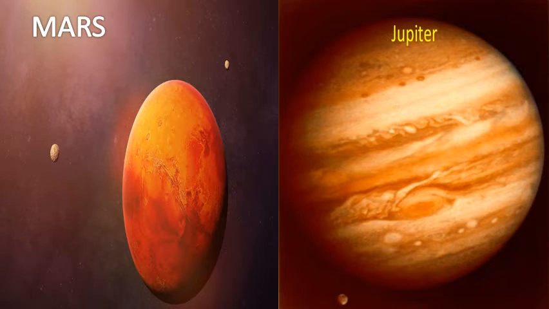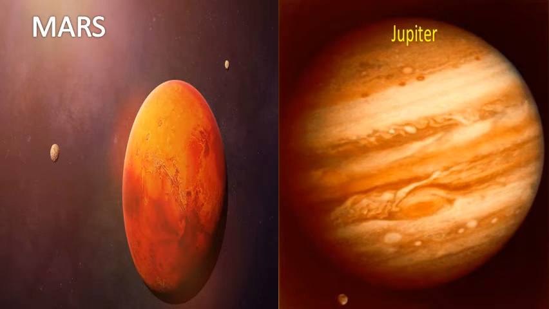Next is Jupiter. Jupiter is the largest planet of the solar system. A large part of it is made up of gaseous material. It is named after the Roman god Jupiter. It has 66 known moons revolving around it. Therefore, it is also known as a mini solar system.